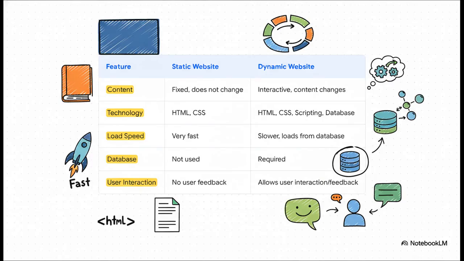Simple, right? Okay, this is super important for your exams. The difference between static and dynamic. A static website is basically pre-built. The content is fixed, it doesn't change, so it loads incredibly fast. A dynamic website, on the other hand, is interactive. It literally builds the page on the fly, pulling information from a database. This is what allows for things like logging into your account or leaving a comment.